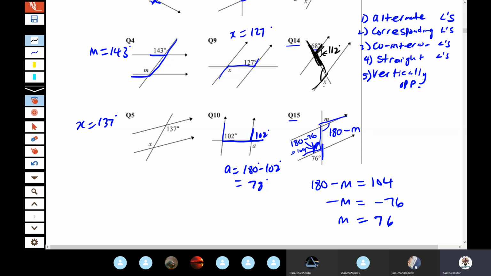And same thing with this one. You know this is x. This bit's x, so this bit is 180 minus x. Do you agree with that? Yeah. And then again, these two have to equal each other. So 180 minus x equals 112. If you solve for it, believe me, you'll get x equals 68.